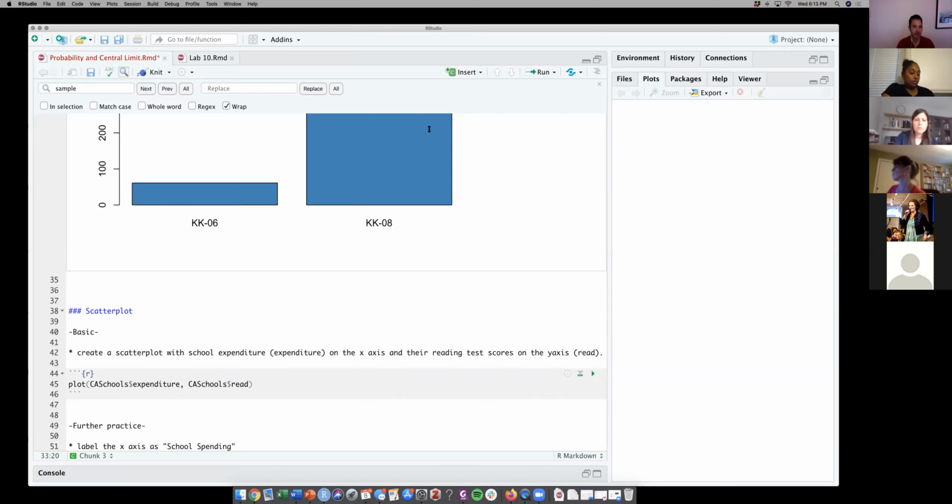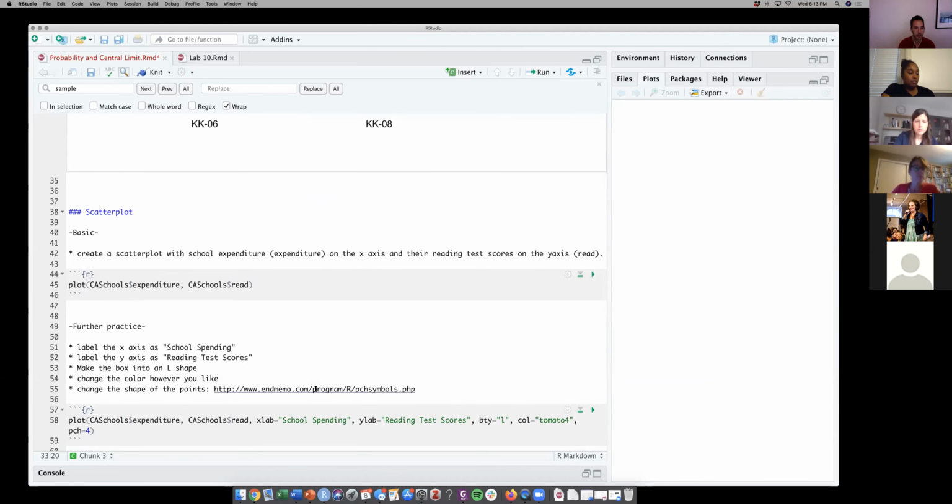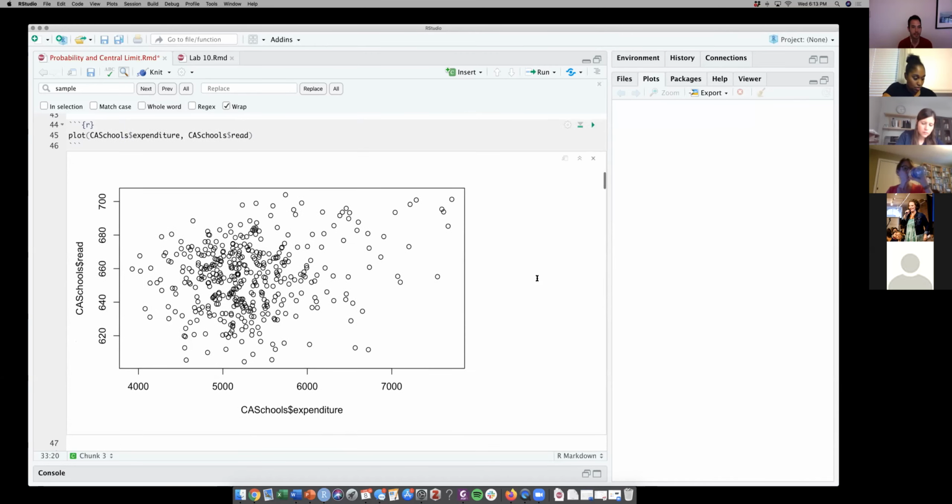Okay, scatter plot. So like Liz was saying, with a scatter plot or most other plots, we can just put in the names of the data directly. We don't have to create a table. So this is asking you to put expenditure on the x-axis, read on the y-axis, and this would be our basic scatter plot for those.